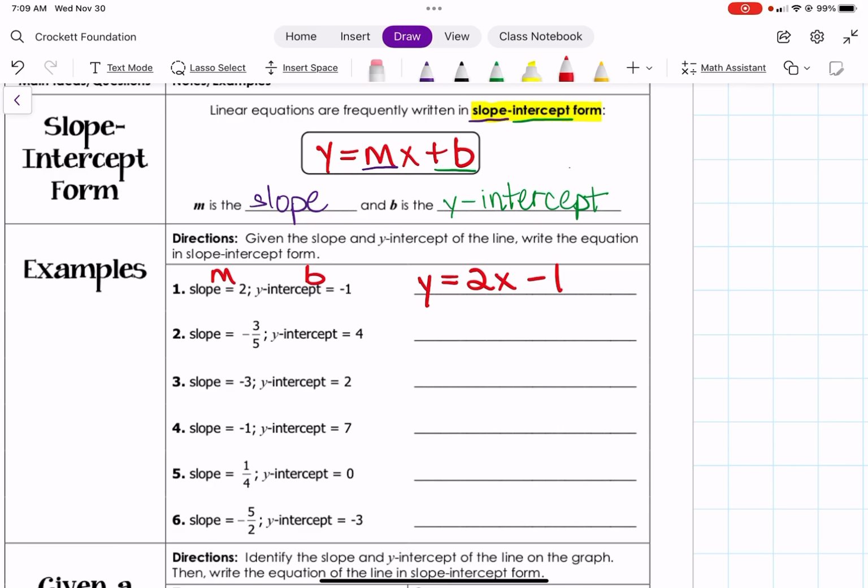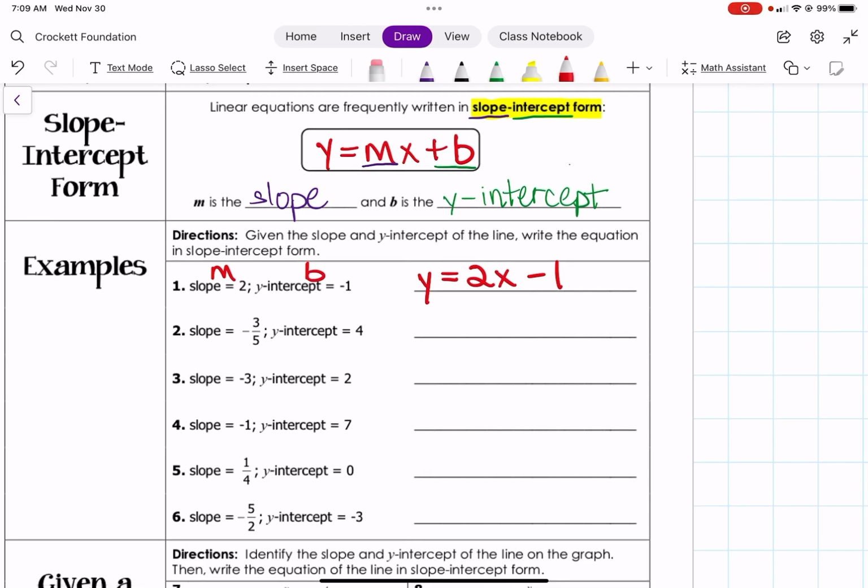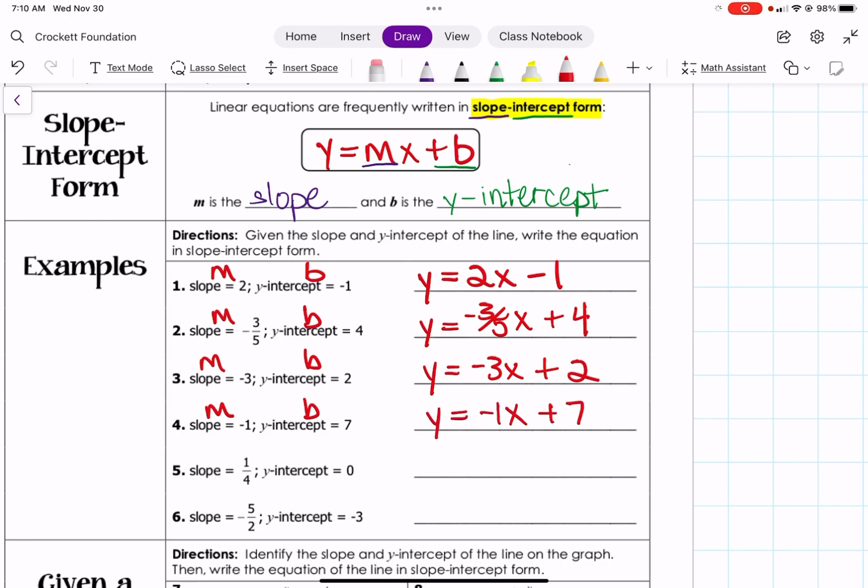Let's take a look at number 2. Number 2, we would write that as y equals -3/5x plus 4. The 4 is positive here. The y-intercept is positive, so we write it as plus 4. Number 3, the slope is -3. The y-intercept is positive 2, so we would write y equals -3x plus 2. For number 4, the slope is -1. The y-intercept is positive 7, so we would write y equals -1x plus 7.